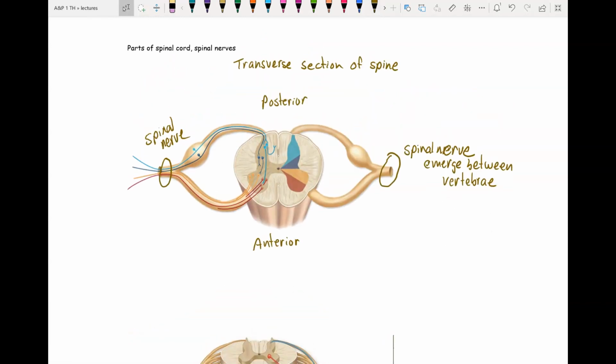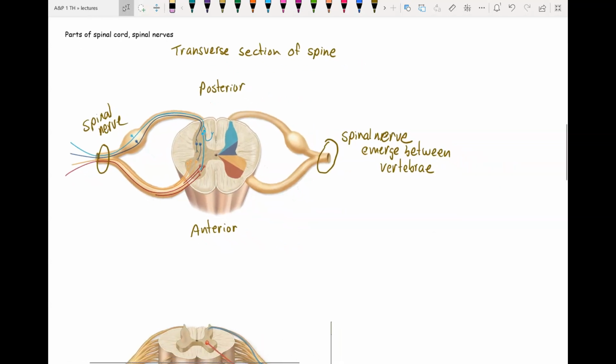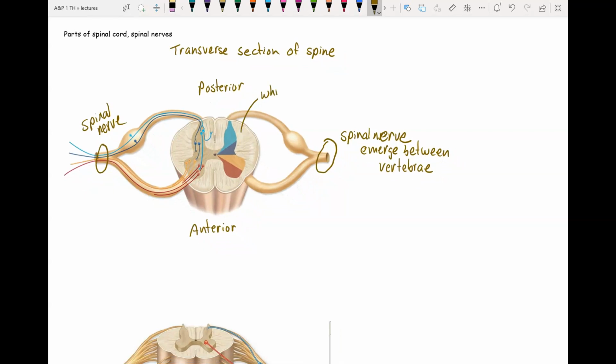Remember in chapter 12, you learned about the 4 functional divisions of the nervous system. You have somatic sensory, visceral sensory, somatic motor, and autonomic motor. The spinal cord is split into those 4 divisions. This area of the spinal cord is white matter. So this is all the axons that are running up and down to the brain. Then this butterfly-shaped thing is your gray matter. This is where your cell bodies are. And it's split into 4 sections.